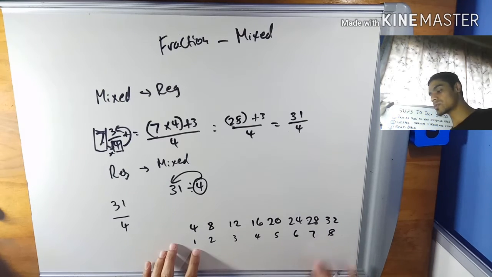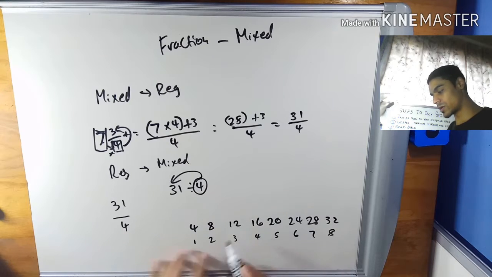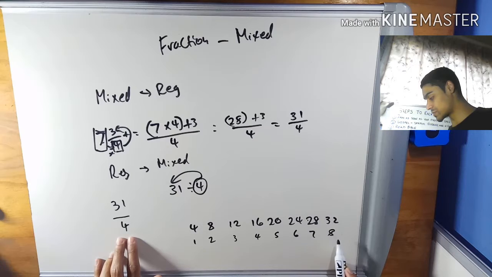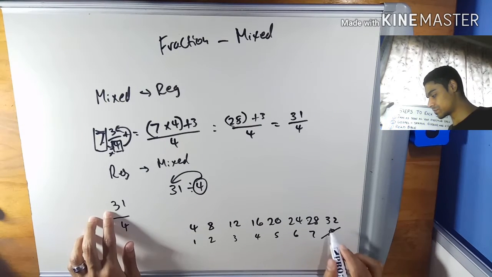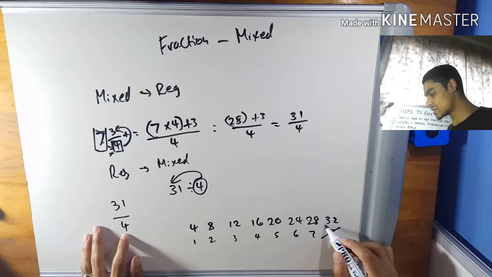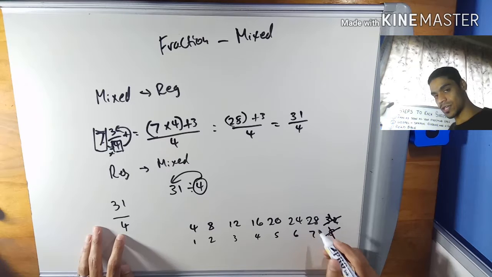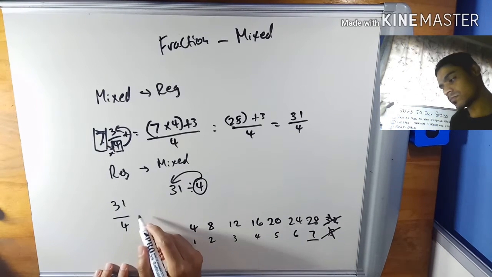If you guys are a bit confused, 4 times 1 is 4, 4 times 2 is 8, 4 times 3 is 12, 4 times 4 is 16, and onwards all the way up to 4 times 8 is 32. Now 4 cannot fit into 31 8 times, because 4 times 8 is 32, which is bigger than 31. However, 4 times 7 is 28, and 28 can fit into 31. Therefore, our answer is 7.